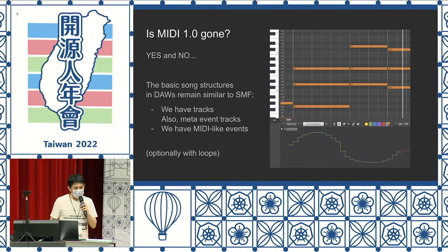So since we use audio plugins anymore, is MIDI 1 gone? The answer would be between yes and no. The thing is that the basic song structures in digital audio workstations remain similar to the standard MIDI file. Like a song would consist of a list of tracks, and maybe one track could contain a couple of music clips, groups, and they can be copied around or looped around, but each clip consists of a list of MIDI music events, which is similar to the standard MIDI file, which has a list of tracks, and each track consists of a list of MIDI events. So the structure remains similar.